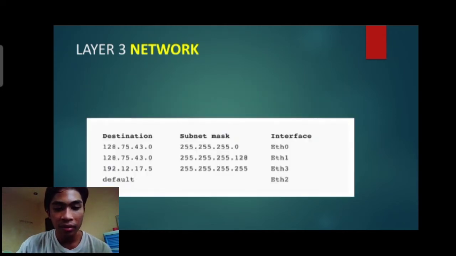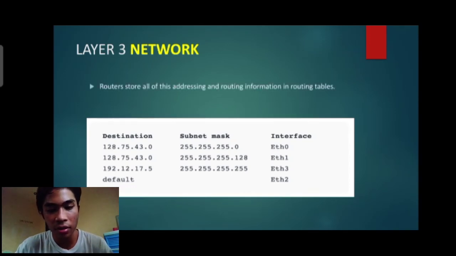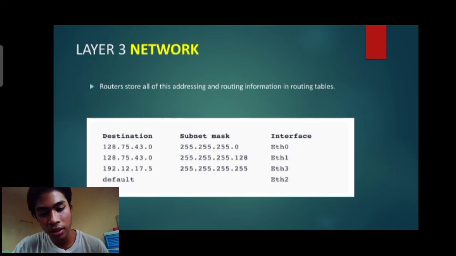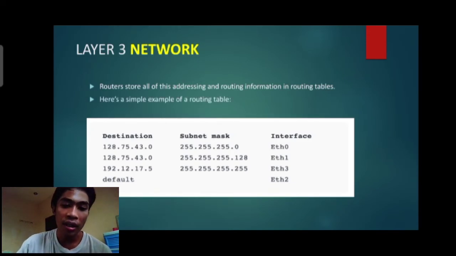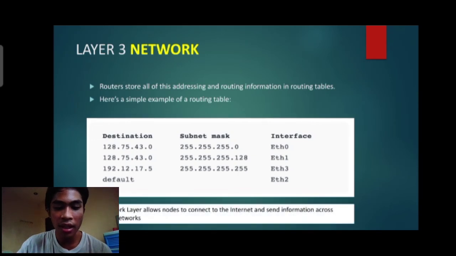For example, you will see this when you configure your Wi-Fi or internet connection at home, at work, or anywhere, as long as there is a connection. Routers store all of this addressing and routing information in routing tables. Here's an example of a routing table. So the network layer allows nodes to connect to the internet and send information across different networks.